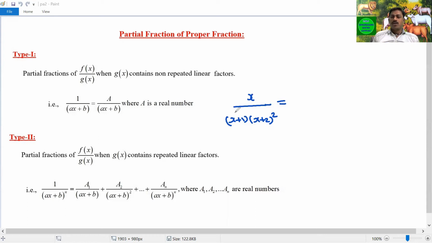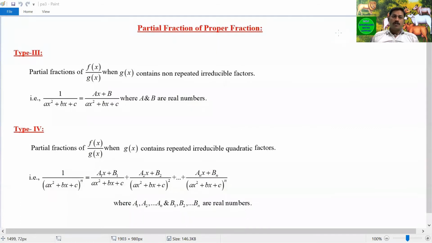The first is a non-repeated factor, so we can introduce a constant for that, A by (x plus 1). If you observe the second term, it is a repeated linear factor, so for that we will follow this procedure. A is already used, so I will now use B divided by (x plus 2), and for the next term C divided by (x plus 2) the whole square. This way we can write our partial fraction when the denominator consists of a non-repeated linear factor as well as a repeated linear factor.